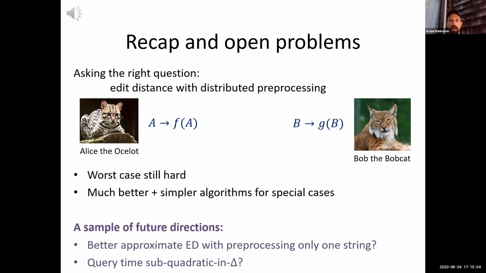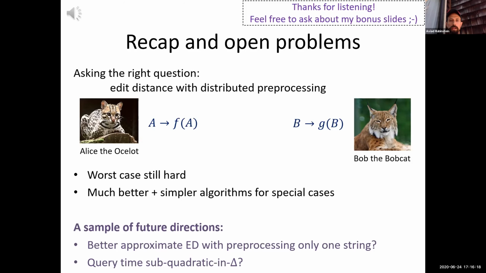Good. So just to recap, the main exciting thing about our paper is asking the right question. So it's this model where there's distributed pre-processing. Alice pre-processes her string, Bob pre-processes his string, and then we want to compute edit distance using this pre-processing. The worst case is still hard, but we get much better algorithms, and often they're also much simpler algorithms.